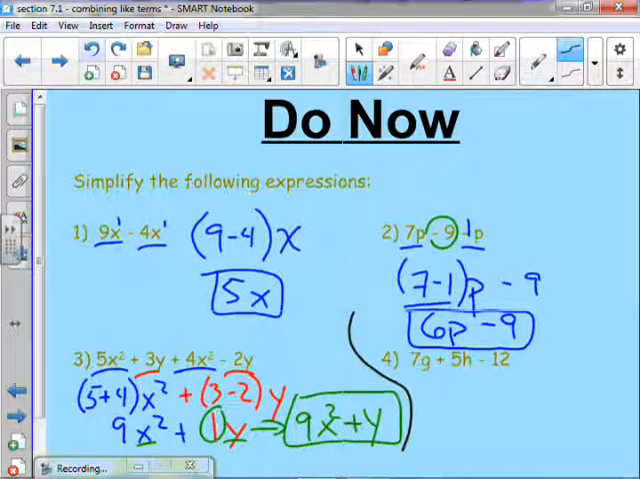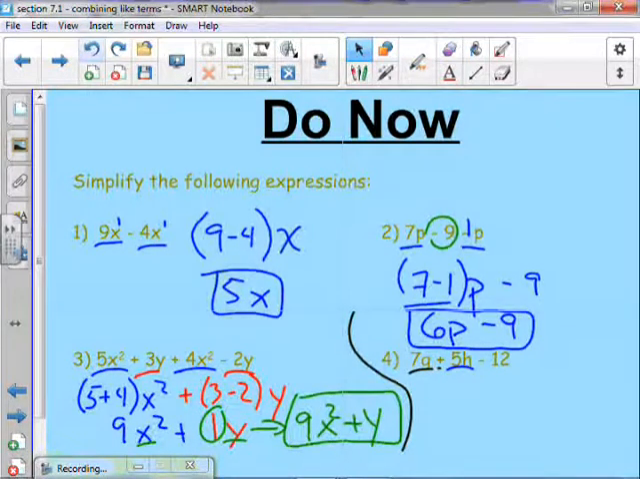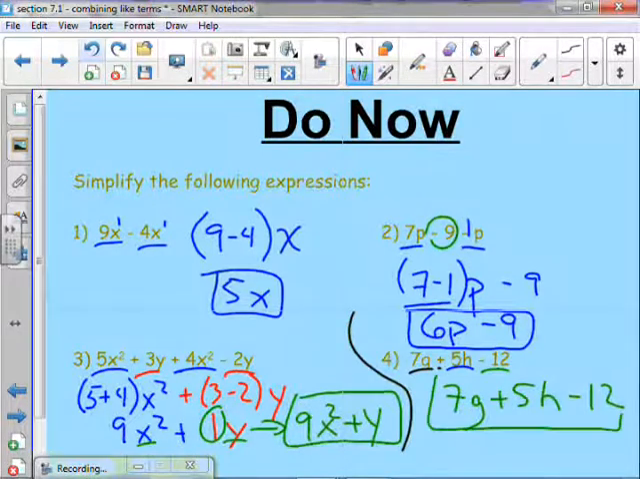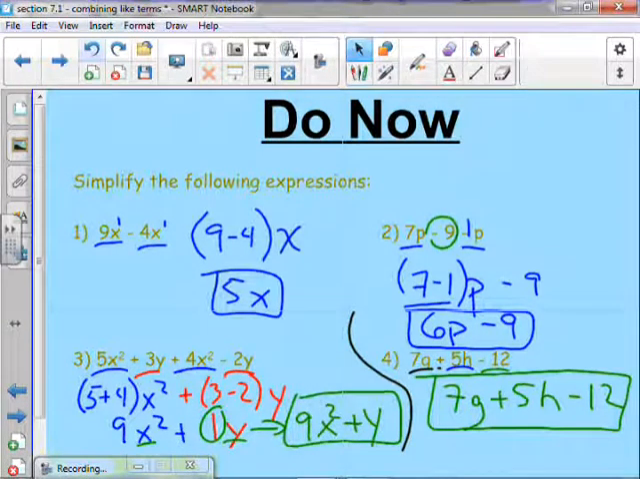I have 7g plus 5h minus 12. And I don't know anything else about it. I just have those 3 terms. Only problem is, this g, I look for any more g's, I don't see any more. So I go on to my next color. I have h's. I look for more h's, I don't see any. And then this minus 12, there are no other terms that don't have a variable. So the simplest form I can make it is 7g plus 5h minus 12. None of these are like terms, so I cannot add or subtract any of them. And that is as simple as I can make it. There was no improvement I can make on that expression.